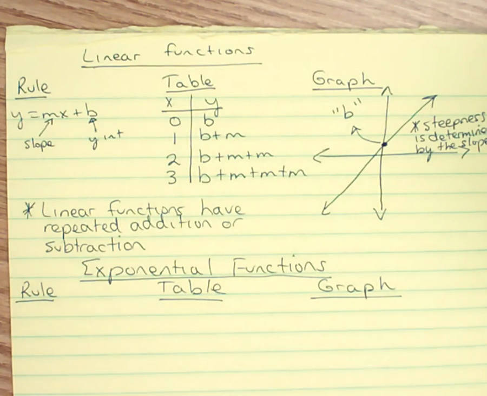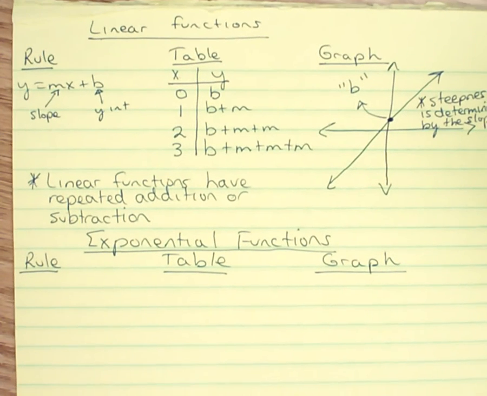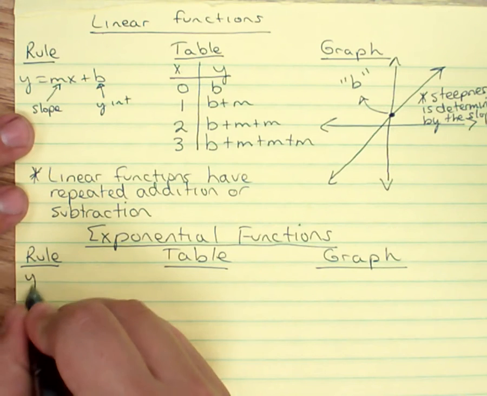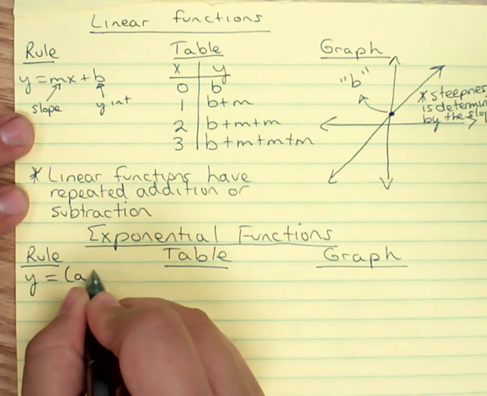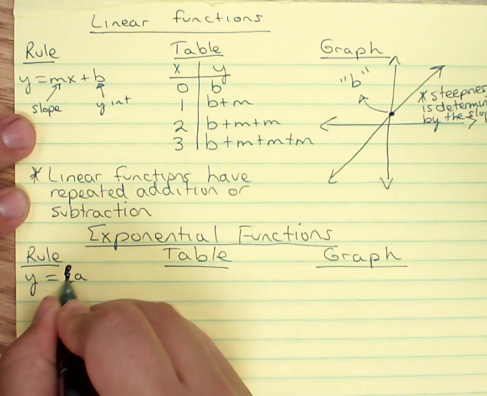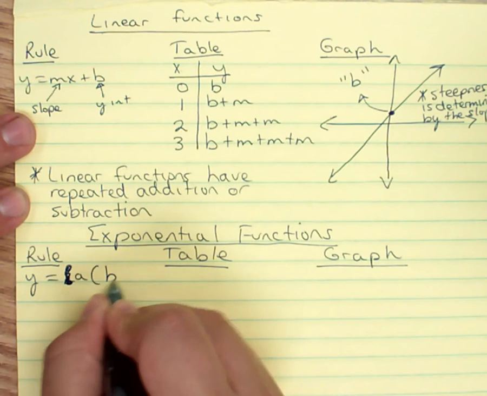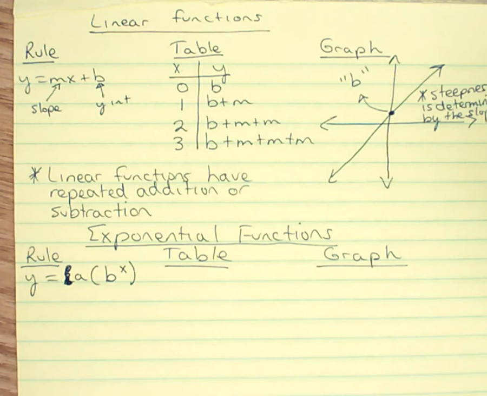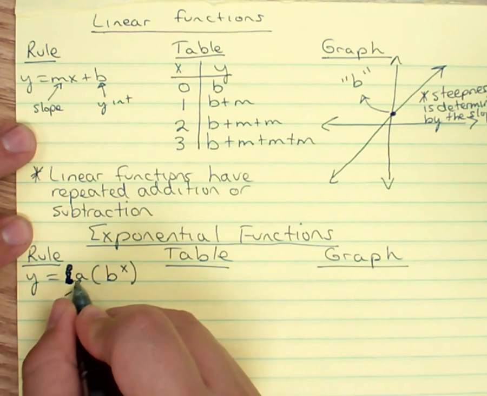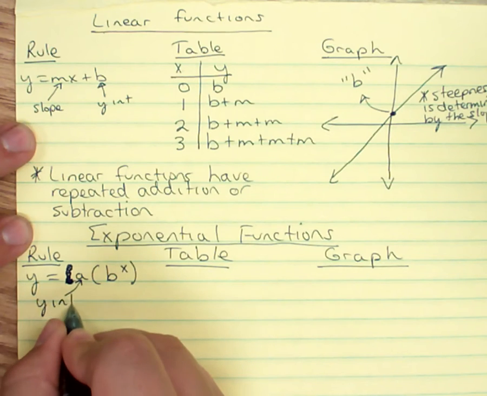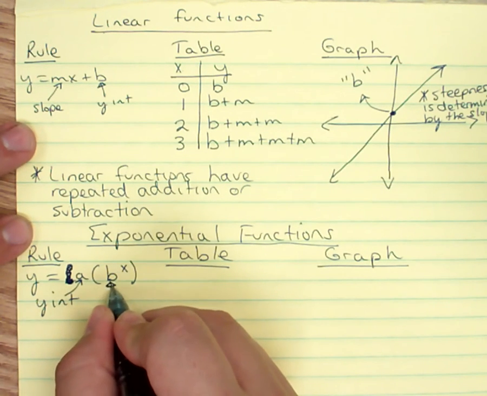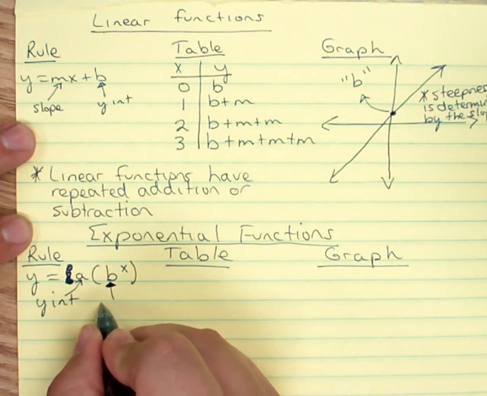Okay, what's the general rule for exponentials? y equals a times b to the x power. I don't need a parenthesis before the a. y equals a(b to the x). And the a stands for our y-intercept. And b stands for what we multiply by.